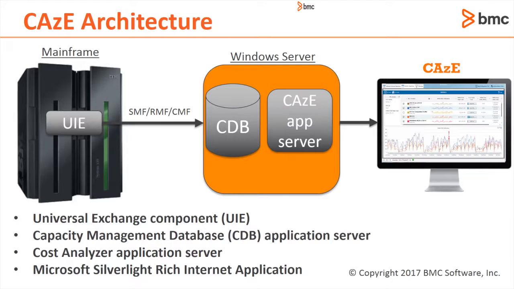The CAzE application server is installed on the Windows server and retrieves the data from the CDB to build the models. The CAzE interface is then accessed via a web browser of your choice. Reference the CAzE user guide for a complete list of software and browser requirements.